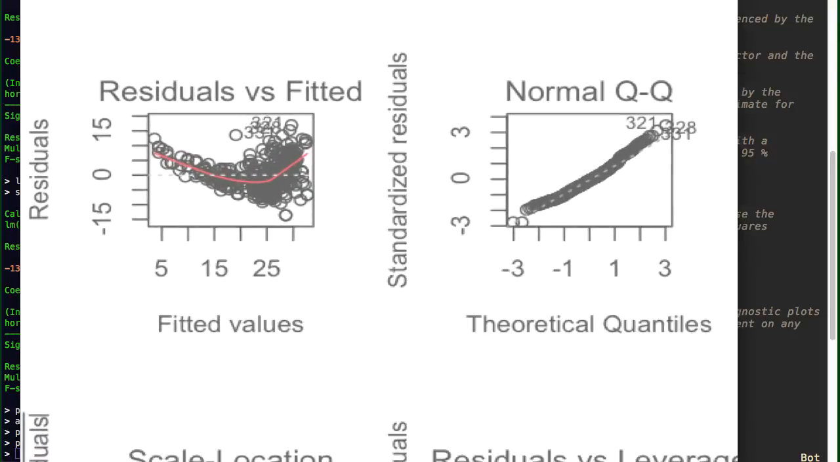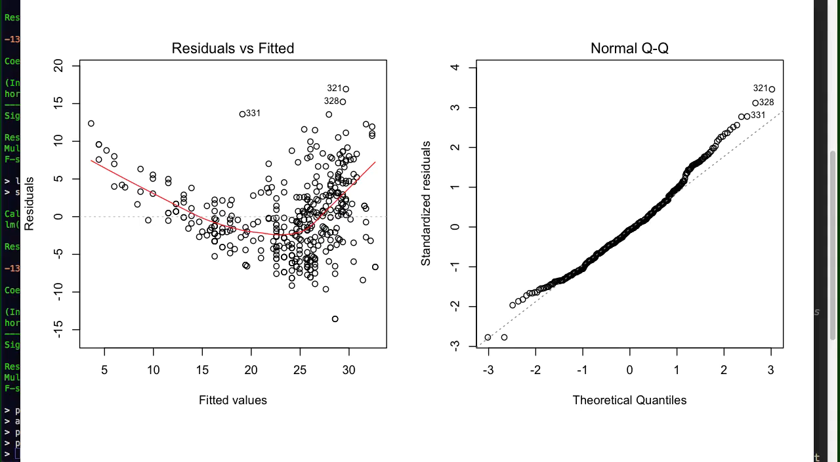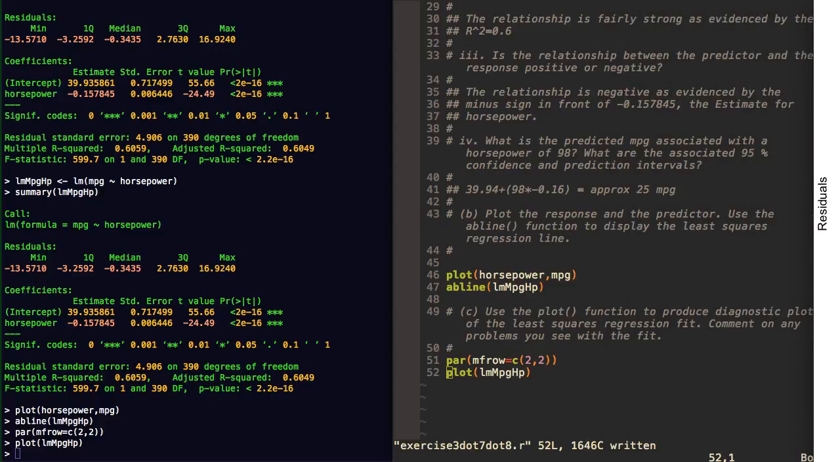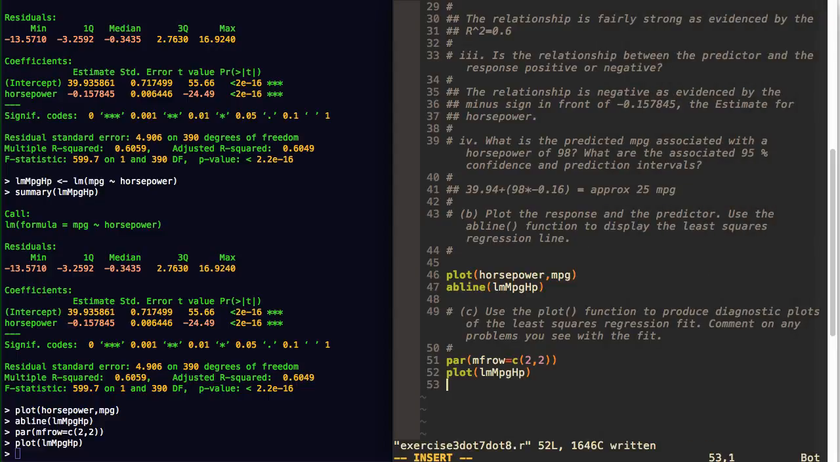In fact, let me expand them so we can only see the first 2. So this first one should look very familiar because we looked at this before when we were looking at residual plots, and we said that there was a pattern in there. So we're just going to say that again. The residuals show a pattern indicating we've left something out.